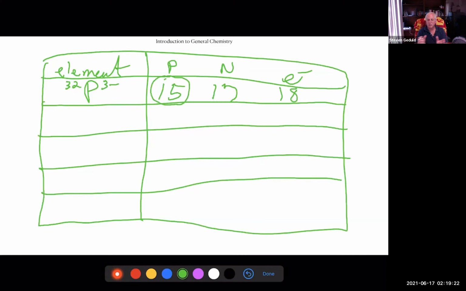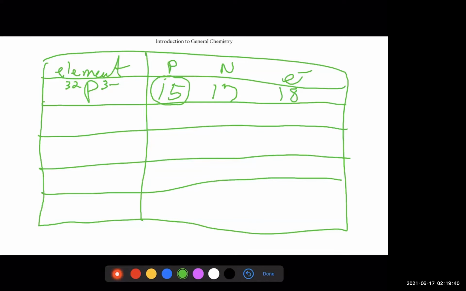So the protons plus the neutrons equal your mass. The protons compared to electrons equals your charge. Don't add those together. There's a lot of students who do it. They'll go 32, and they'll add 3 to it. It's protons. Okay. Got it.